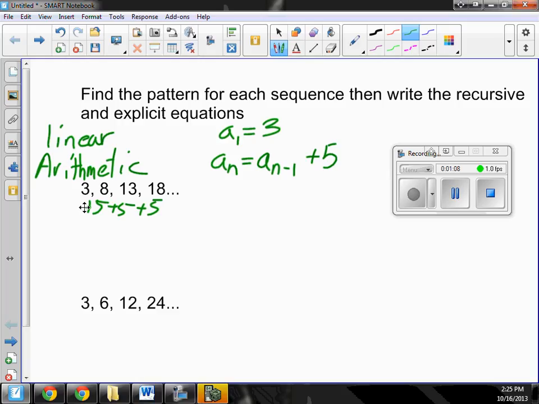Brooklyn, does that make sense? Okay. This is recursive, meaning we relied on the previous value to calculate a future value.